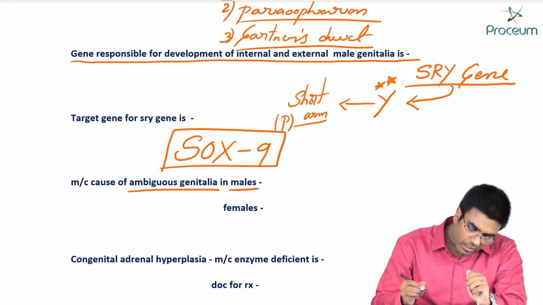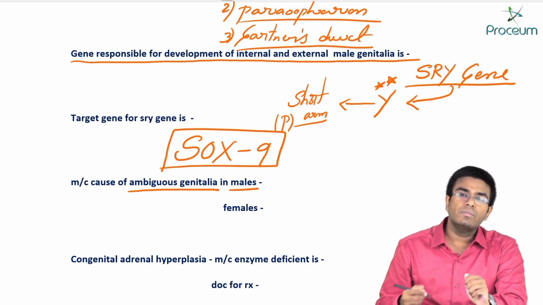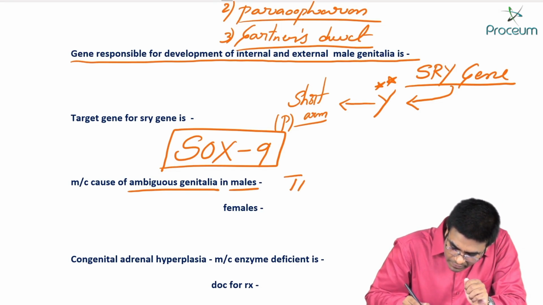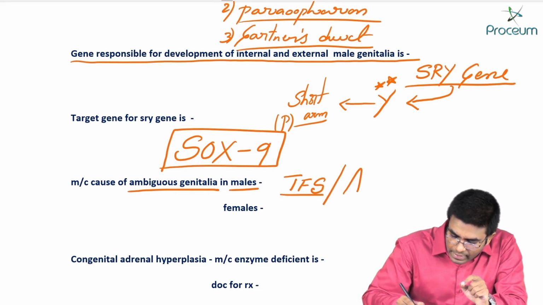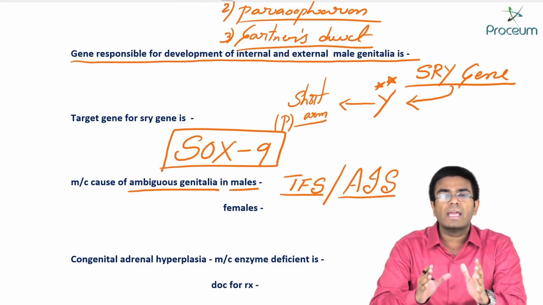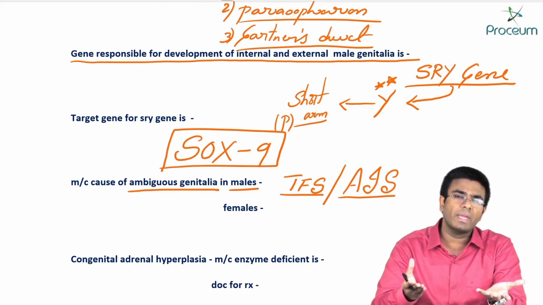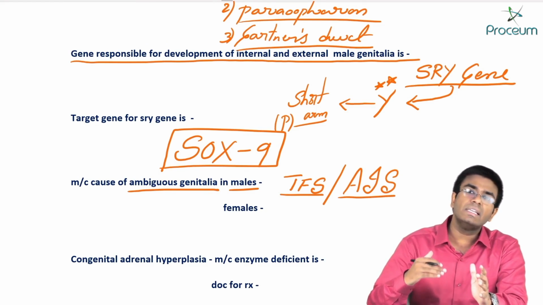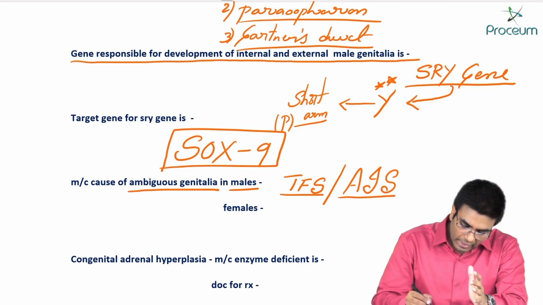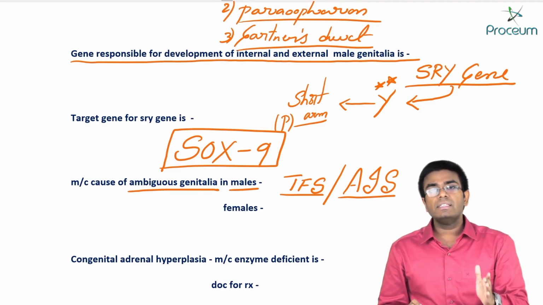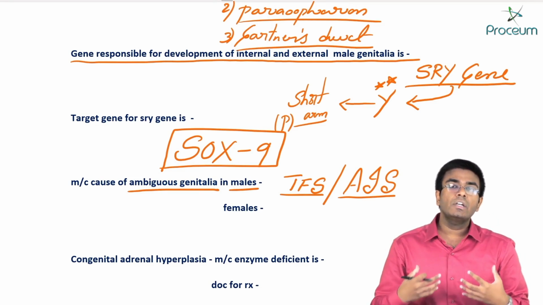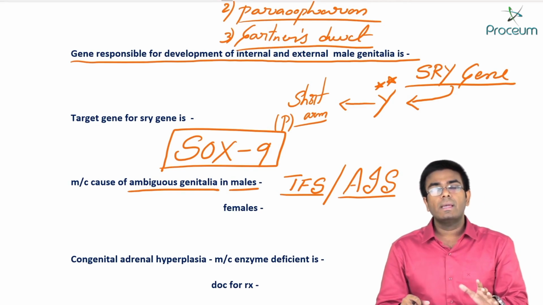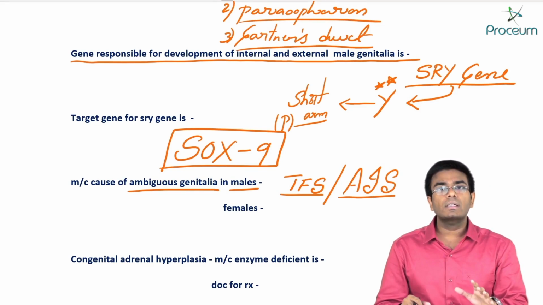The most common cause of ambiguous genitalia in a male is which syndrome? It is testicular feminization syndrome, TFS, also known as androgen insensitivity syndrome, AIS. We have already discussed it previously, but this is not the time to discuss in detail. We are doing rapid revision. In a male, the most common cause of this ambiguity is testicular feminization syndrome, where the baby is resistant to his testosterone. Testosterone will be there, but it cannot act.